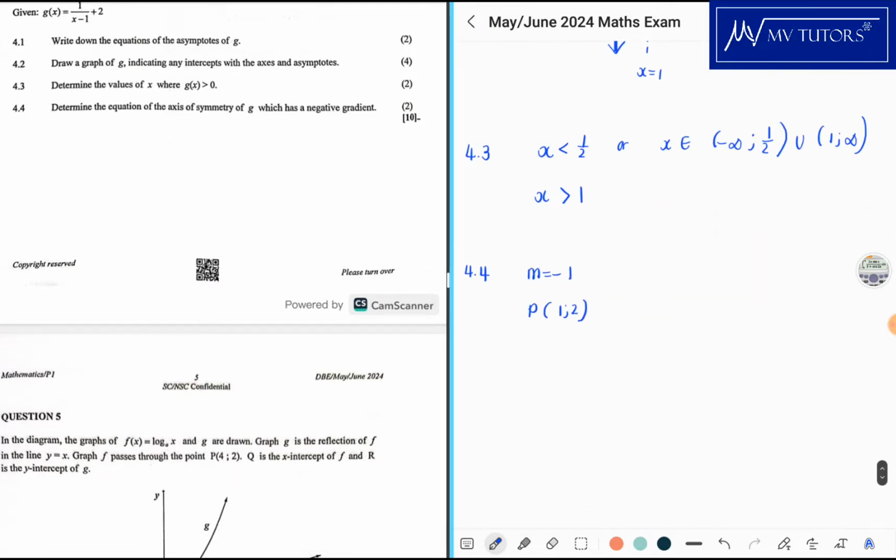So now we can get the equation of the line. y is equal to mx plus c. In the place of y, I will put 2. In the place of m, negative 1. In the place of x, 1, plus c. So c is equal to 2. If I have minus 1, when it goes to the other side, it will be plus 1. So therefore, c is equal to 3. And now my equation is y is equal to negative x plus 3. It's that simple. And we are done with question 4.